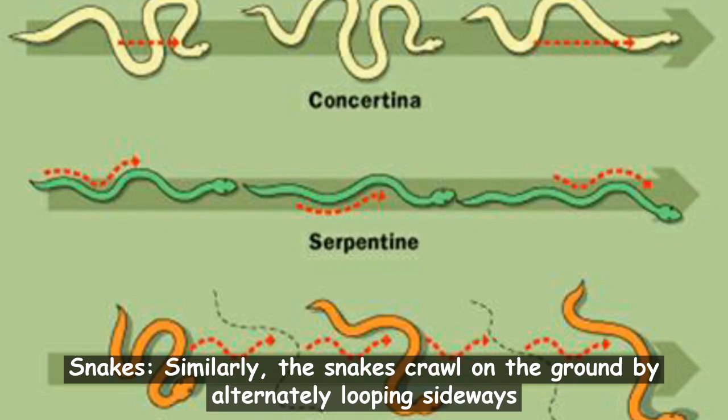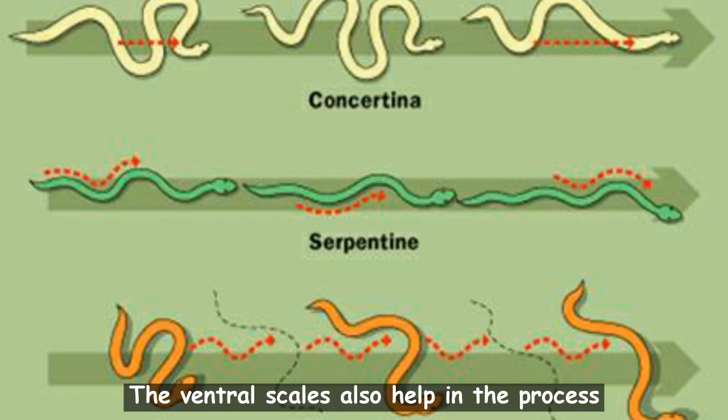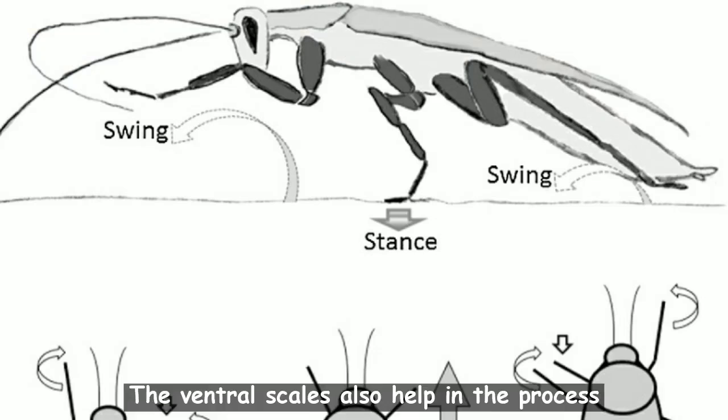Snakes. Similarly, the snakes crawl on the ground by alternately looping sideways. A large number of vertebrae and associated muscles push the body forward. The ventral scales also help in the process.